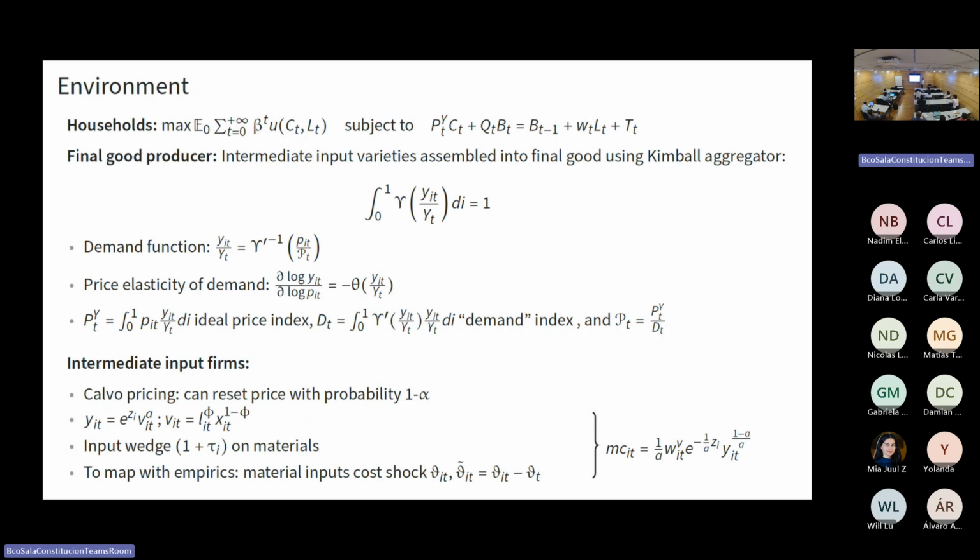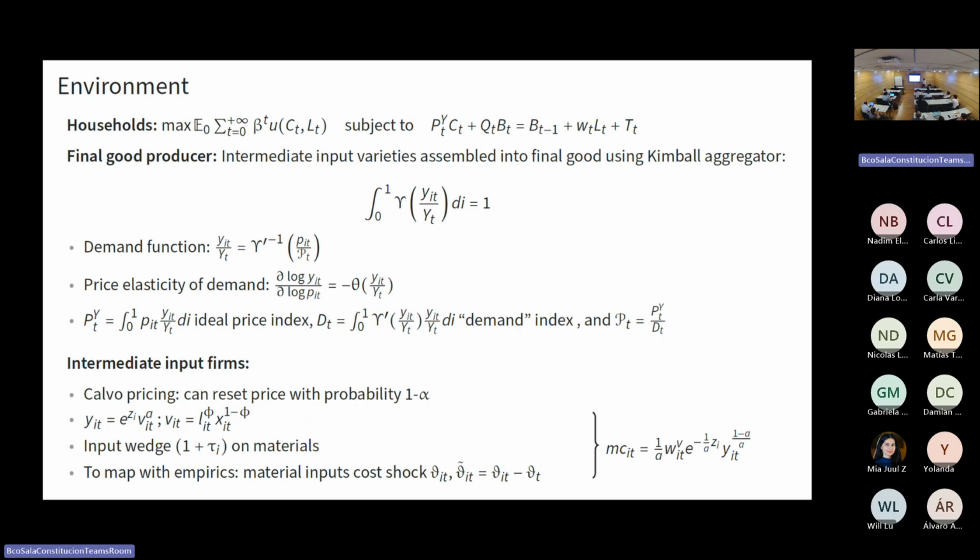These firms are going to face some input wedges on materials. So that means that different firms have to pay different prices on the materials that they buy. And on top of that, in order to map to the empirics, this is not important for the economics, but it is going to be important when we show you the identification strategies in the data, these firms are also going to receive idiosyncratic shocks to the cost of materials that they need to pay.